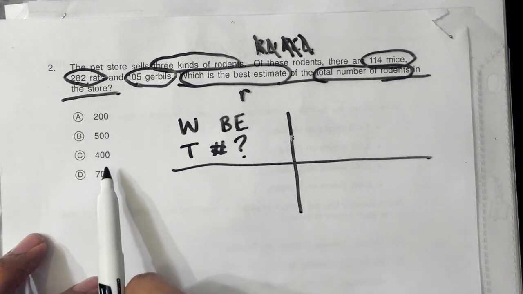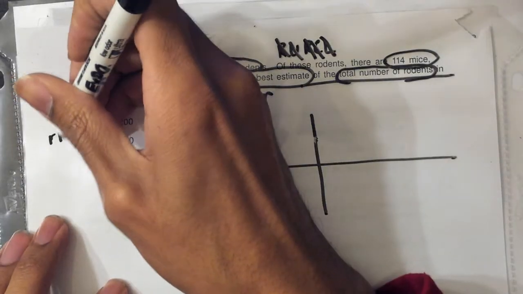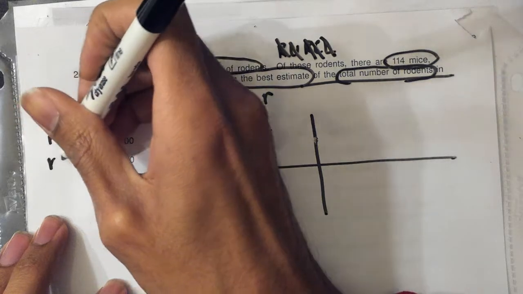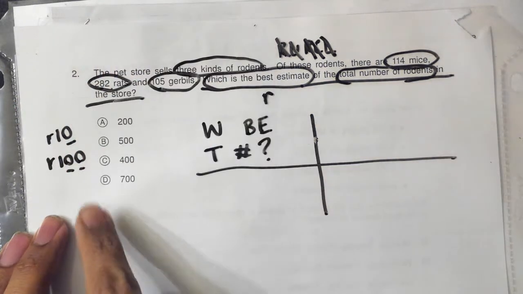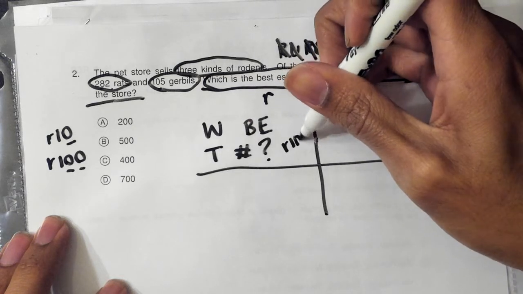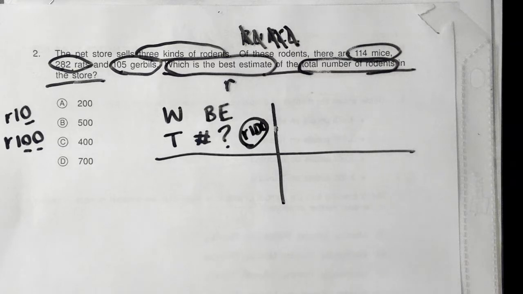I see that all of my answer choices have 2 zeros. So am I going to be rounding to the nearest 10? No, because it has 1 zero. Am I going to be rounding to the nearest 100? Yes, because it has 2 zeros. So I'm going to write my clue right here that I need to round to the nearest 100 before I do anything else.